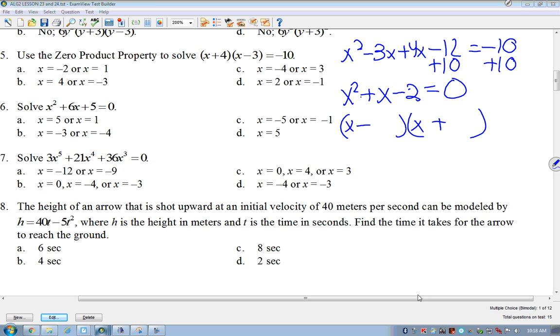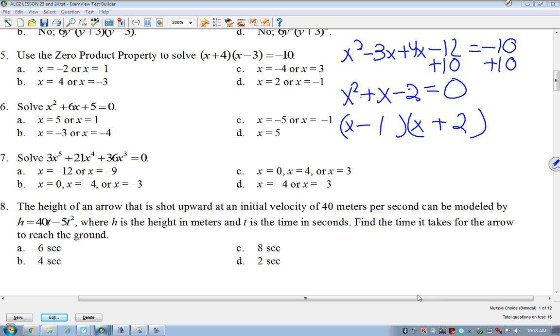Does anybody know? There's only so many things that multiply to be 2, right? In fact, there's only two things that multiply to be 2. What are they? 1 and 2, right? So where do I want to put the 2? On the positive side. Where do I want to put the 1? All right, now let's check this. 1x plus 2x is what? x. What's negative 1 times 2? Negative 2. So does that work? Okay, so we checked our answer.